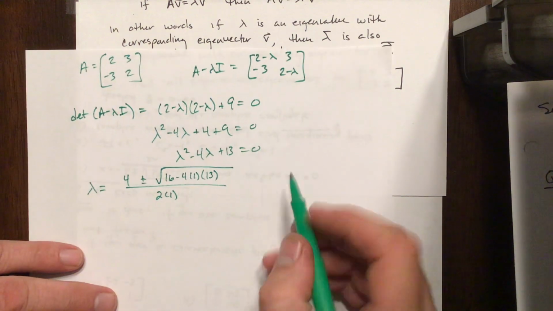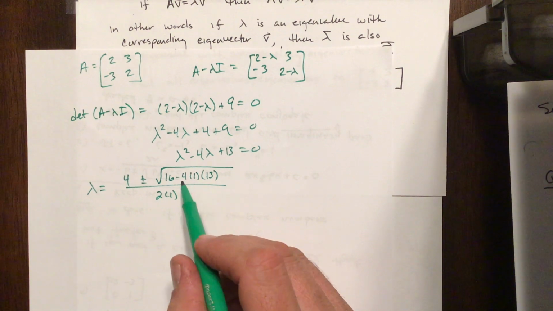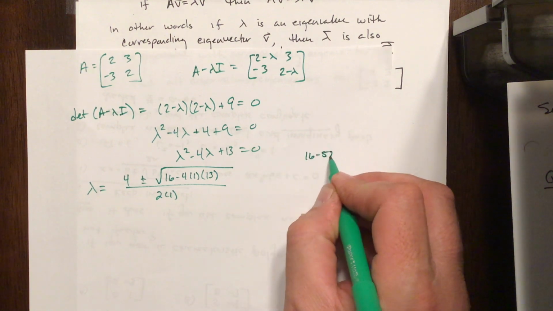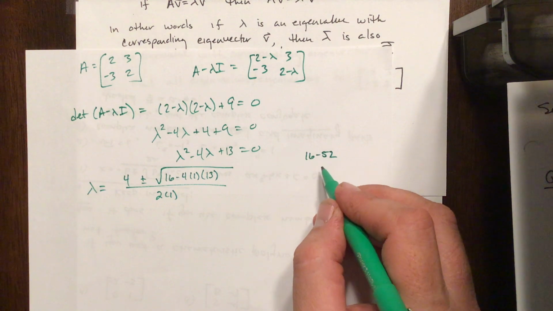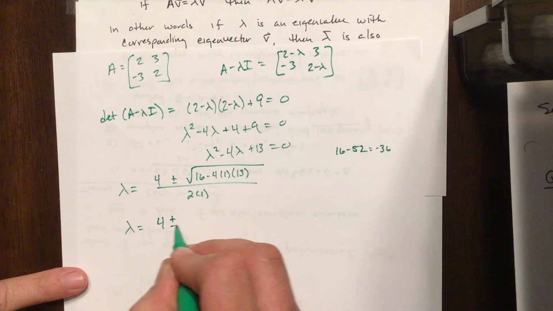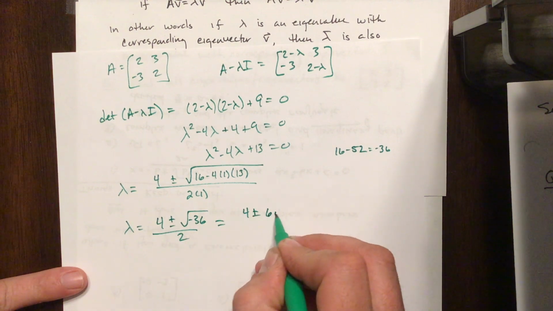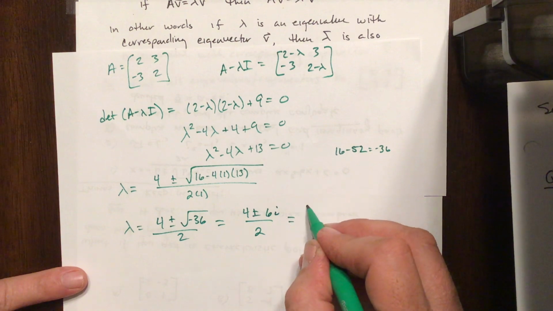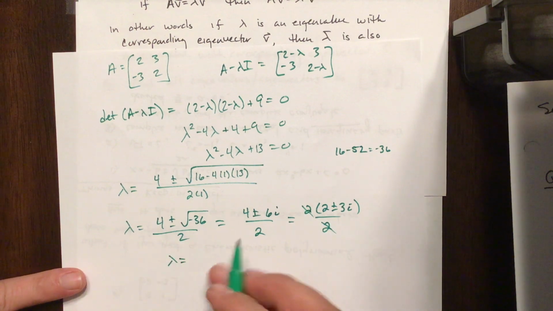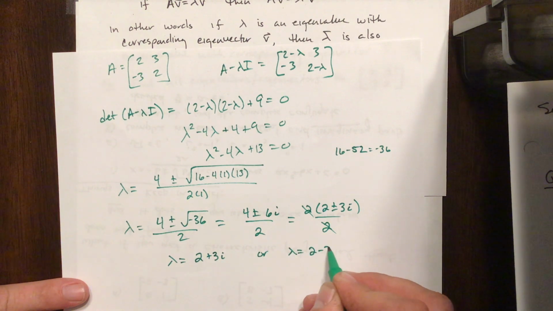What is 4 times 13? 4 times 10 is 40. 4 times 3 is 12, so that's 52. So 16 minus 52, that looks like negative 36. So lambda equals 4 plus or minus the square root of negative 36 all over 2, which is the same as 4 plus or minus 6i all over 2, which is 2 times 2 plus or minus 3i over 2. So lambda equals 2 plus 3i, or lambda equals 2 minus 3i.